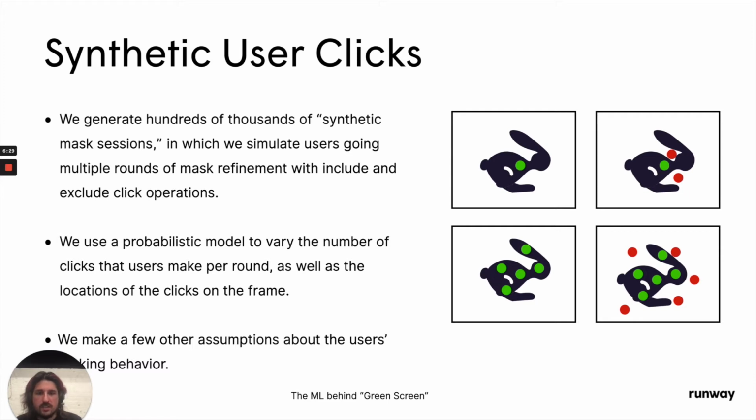So we created a synthetic dataset where we simulate how users would interact on the given frame to isolate an object. We want to capture a wide range of clicking behavior, so not every user is going to behave the same. Some users are going to make 1 or 2 clicks on the object. Some users are going to make a lot of clicks. Some users are going to make just include clicks. Some users are going to make both include and exclude clicks. So we had to make a variety of assumptions about how users would interact with this interface. Another assumption we make is that once a user clicks on a specific part of the image, they're less likely to click near the same region again the second time.